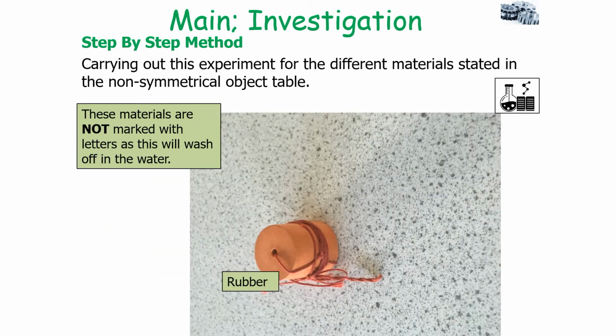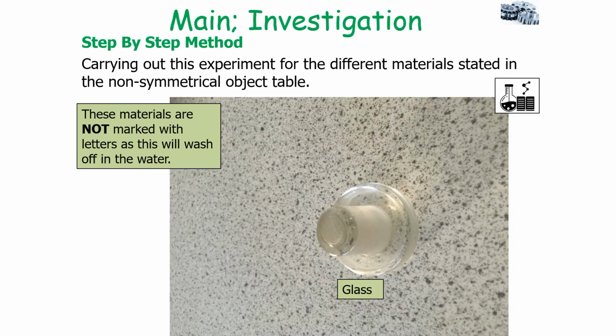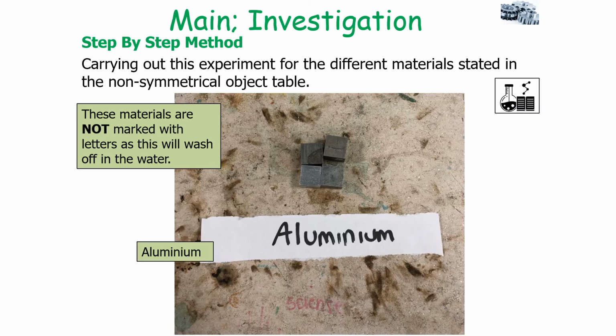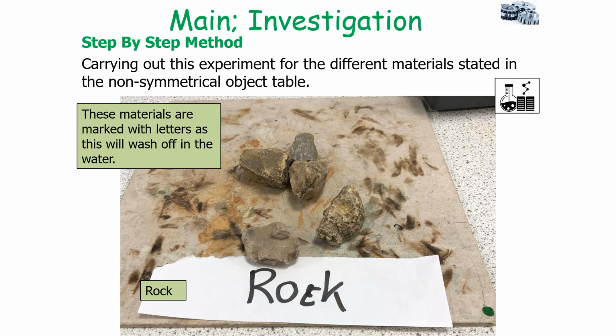You would have to do that for wood and for wax. Make sure when you're doing these particular items you place them inside the water and you measure the volume difference from the start to the end once this has taken place. So you've got things like rubber, glass, coal, steel, aluminium, a rock.